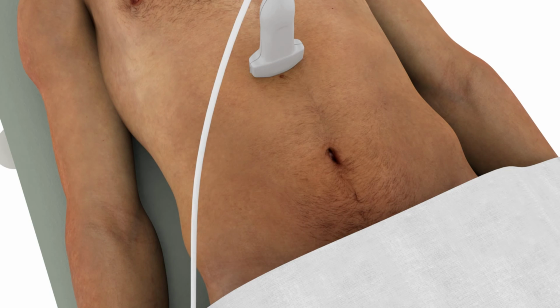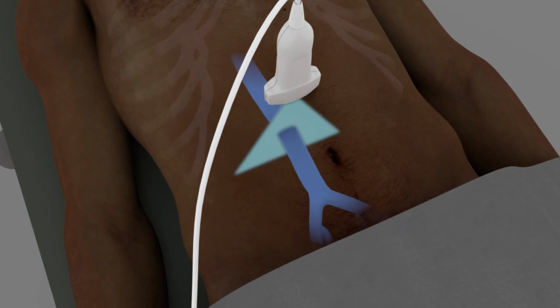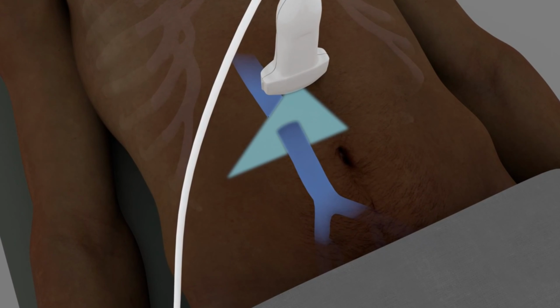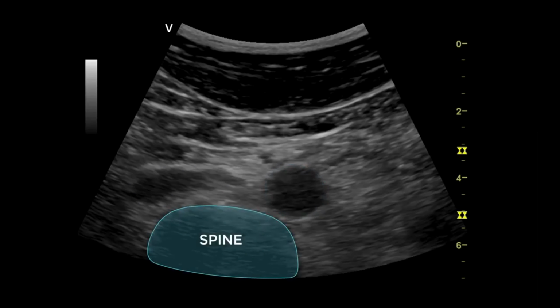To obtain a transverse view of the IVC, place the probe on the midline, halfway between the xiphoid process and the umbilicus. The probe marker should be pointing toward the patient's right side. Adjust the gain and depth to obtain the best possible image. In this transverse view at the level of the mid-abdomen, both the IVC and abdominal aorta are seen just anterior to the vertebral body.